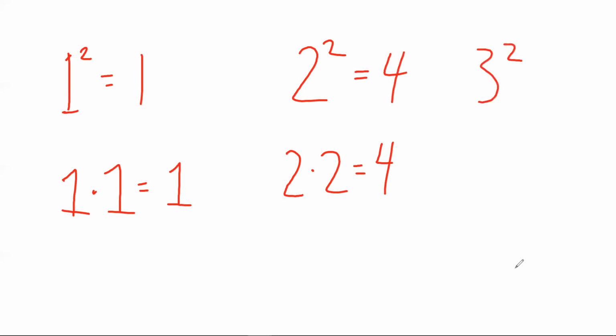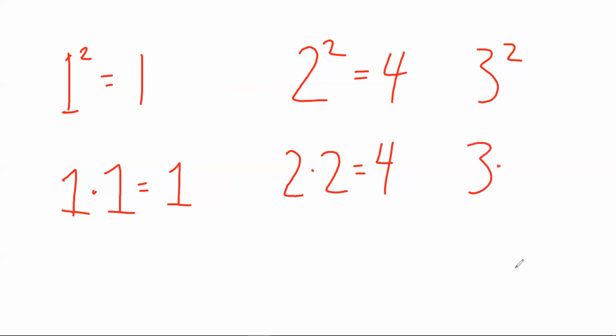For 3 squared, how would I write that out, like I did down here? For 2 squared, I did 2 times 2. 1 squared, I did 1 times 1. How would I write 3 squared? Take 3 times itself. So this just means there are two 3s. So I'm going to say 3 times 3, and that's going to equal 9.